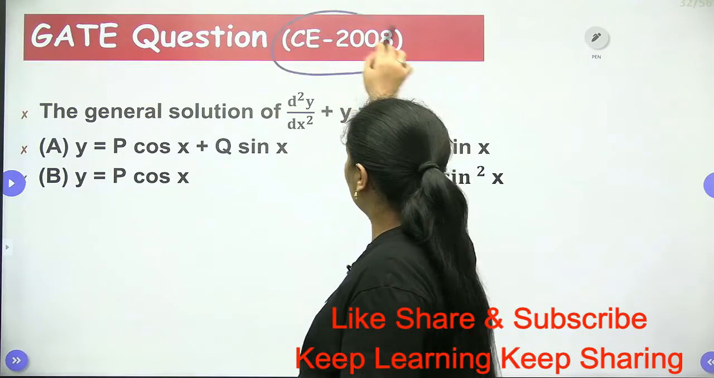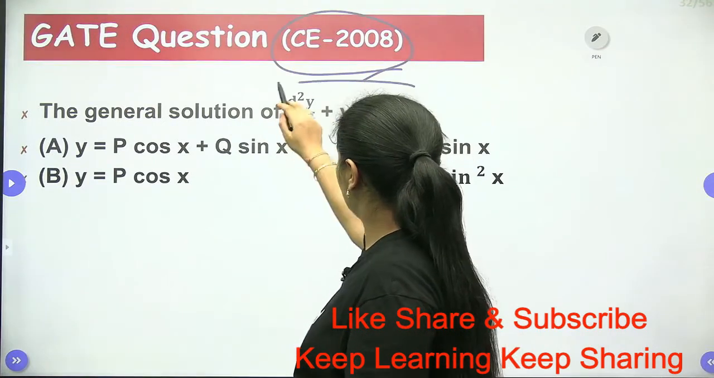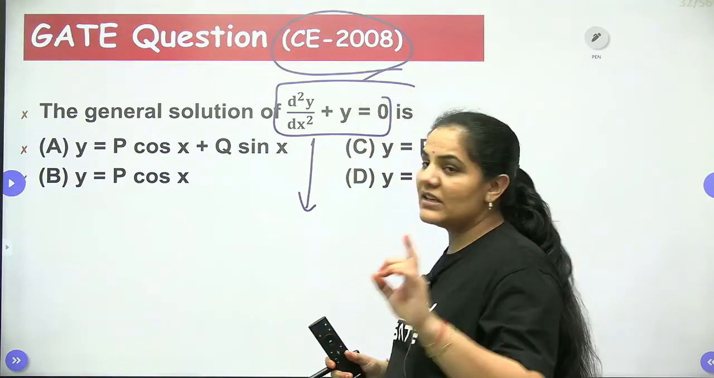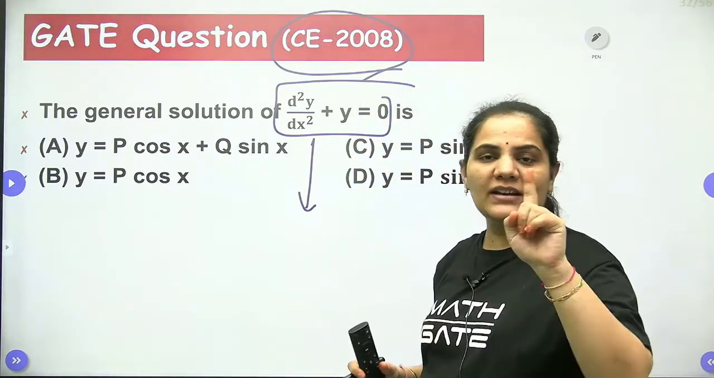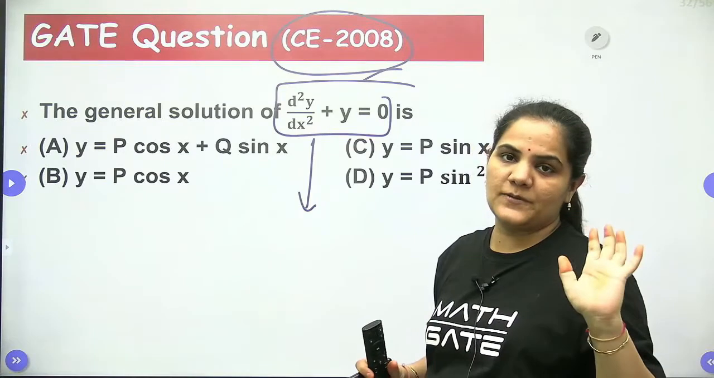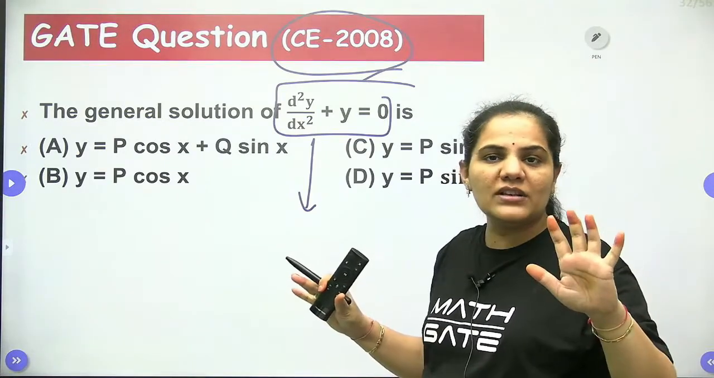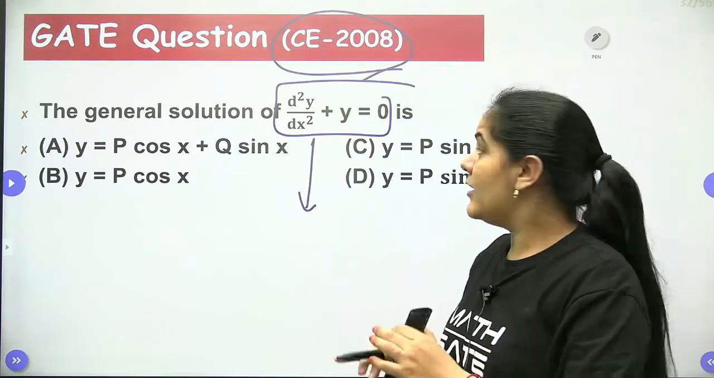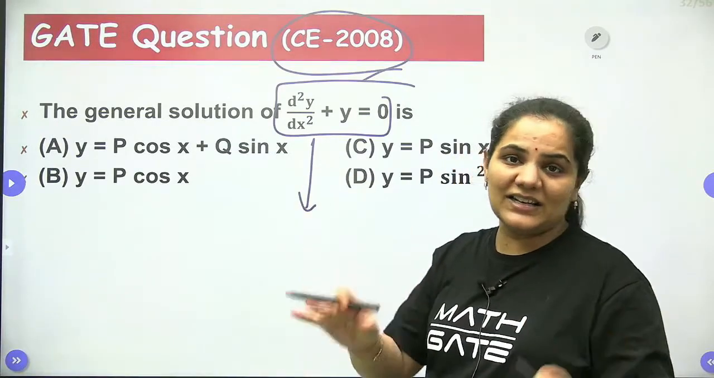This is a question of GATE 2008. Let's have a discussion, dear students. d2y by dx2 plus y is equal to 0. Again you can see the question has options, and in the options we have constant terms. It means we have to find only the solution. There is no need to find the value of the constant, because we don't have any initial condition here.